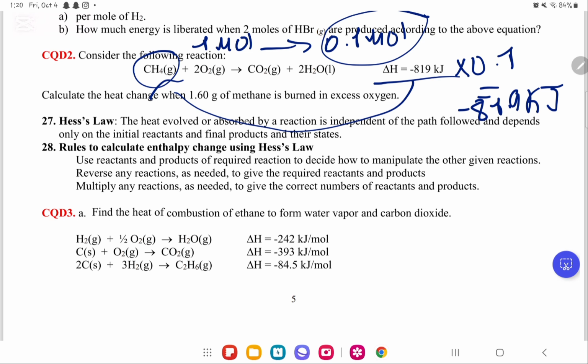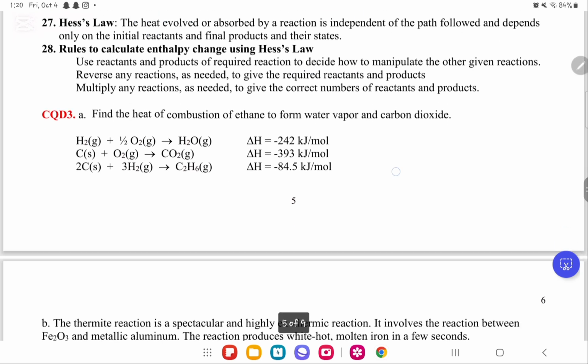Guys, if there's any CQD not explained, like you didn't feel I explained it properly, or I made a mistake in it or anything, please message me, tell me which CQDs, and I'll repeat them. Okay? So negative 81.9 kilojoules.